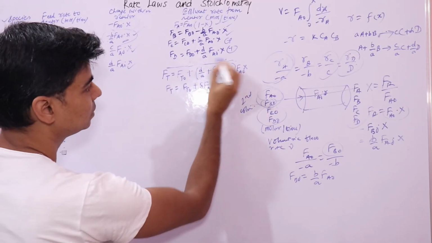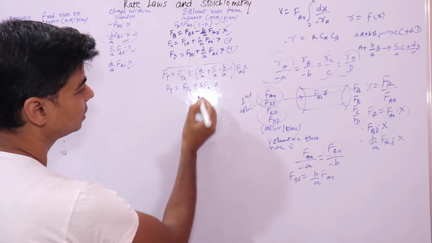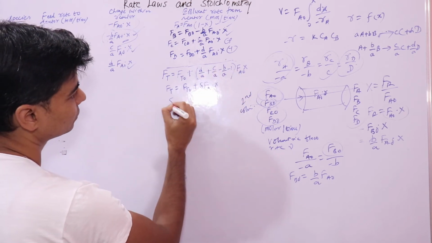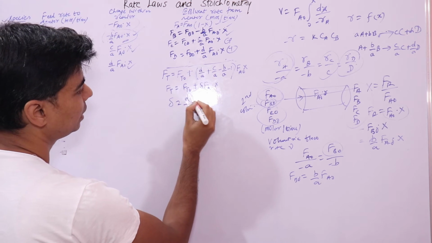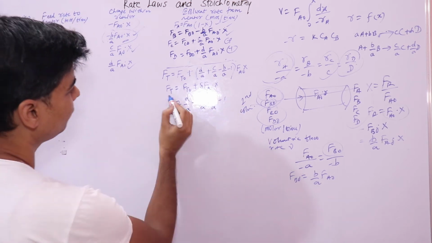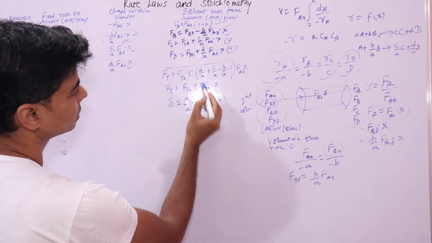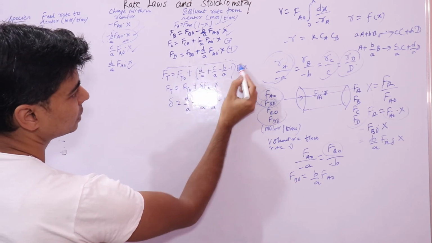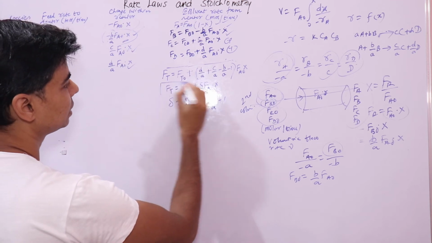So we will just define this with delta, where delta represents D upon A plus C upon A minus B upon A minus 1. So FT is equal to FT0 plus delta FA0 X. This is the equation.